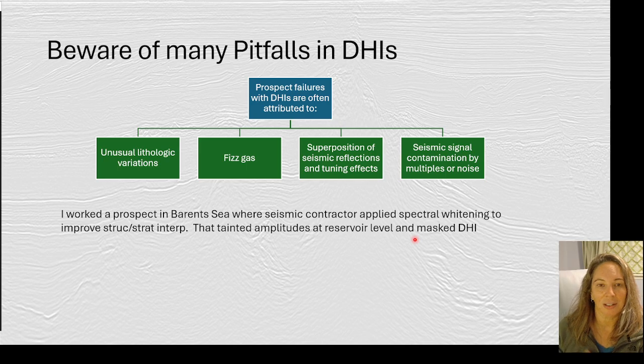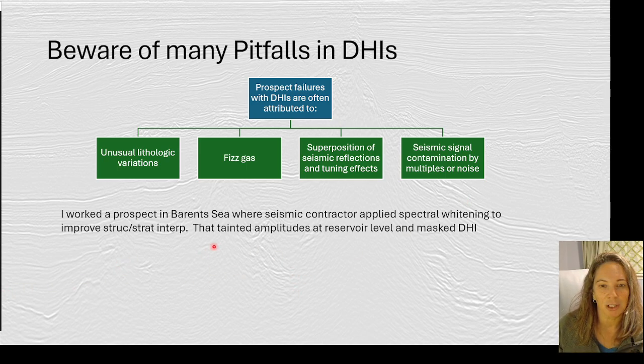And of course with DHIs, there's a lot of pitfalls. I think a lot of these you learn over time, and companies have learned over time. Oftentimes when you have prospect failures with DHIs, they're attributed to unusual lithologic variations. You could also have fizz gas or undersaturated gas, or uneconomic gas, as we might call it. You can also have superpositioning of seismic reflections and different tuning events that cause anomalous amplitudes. And then you could have seismic signal contamination by multiples or noise. I'm going to show you some examples of these in the next couple slides.